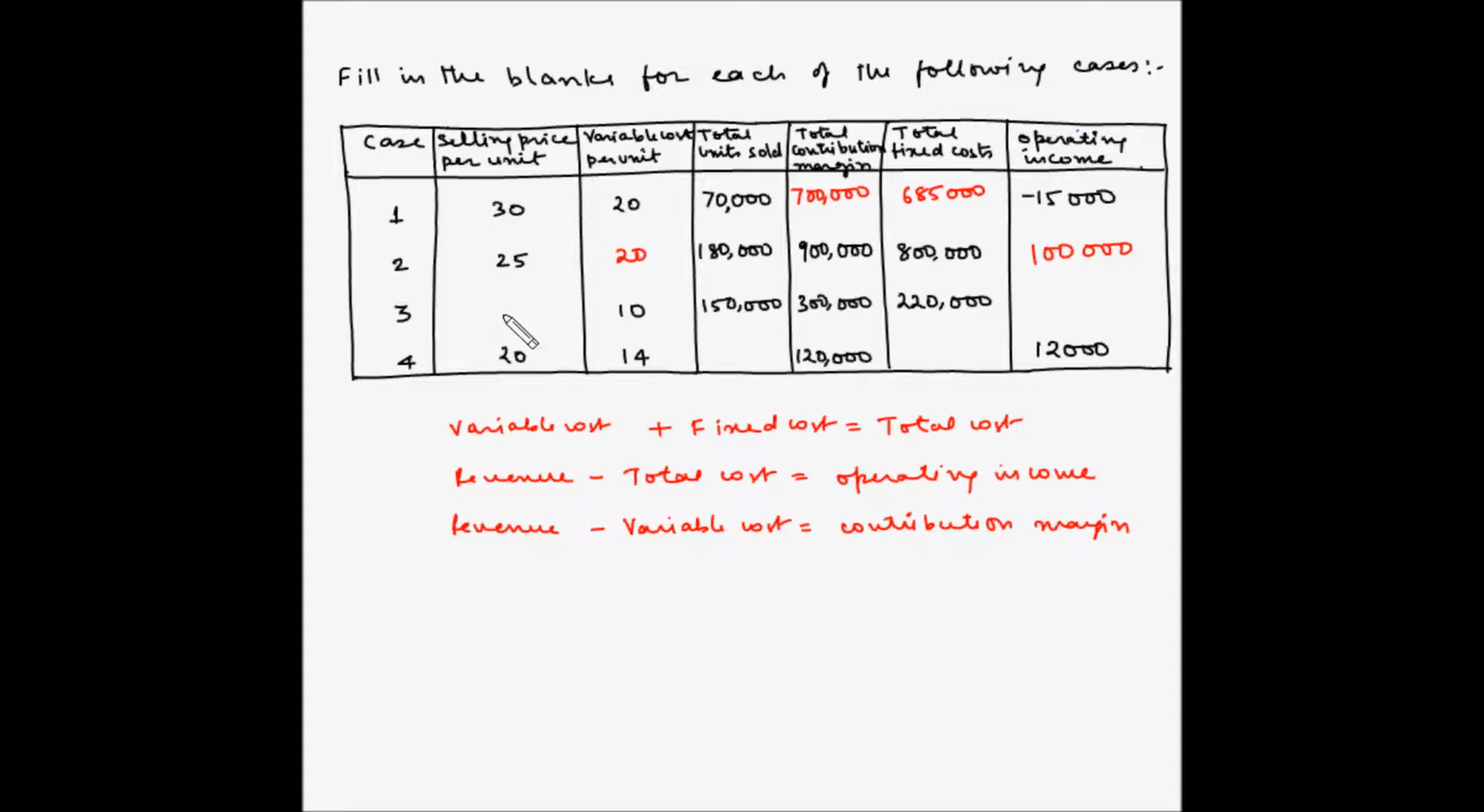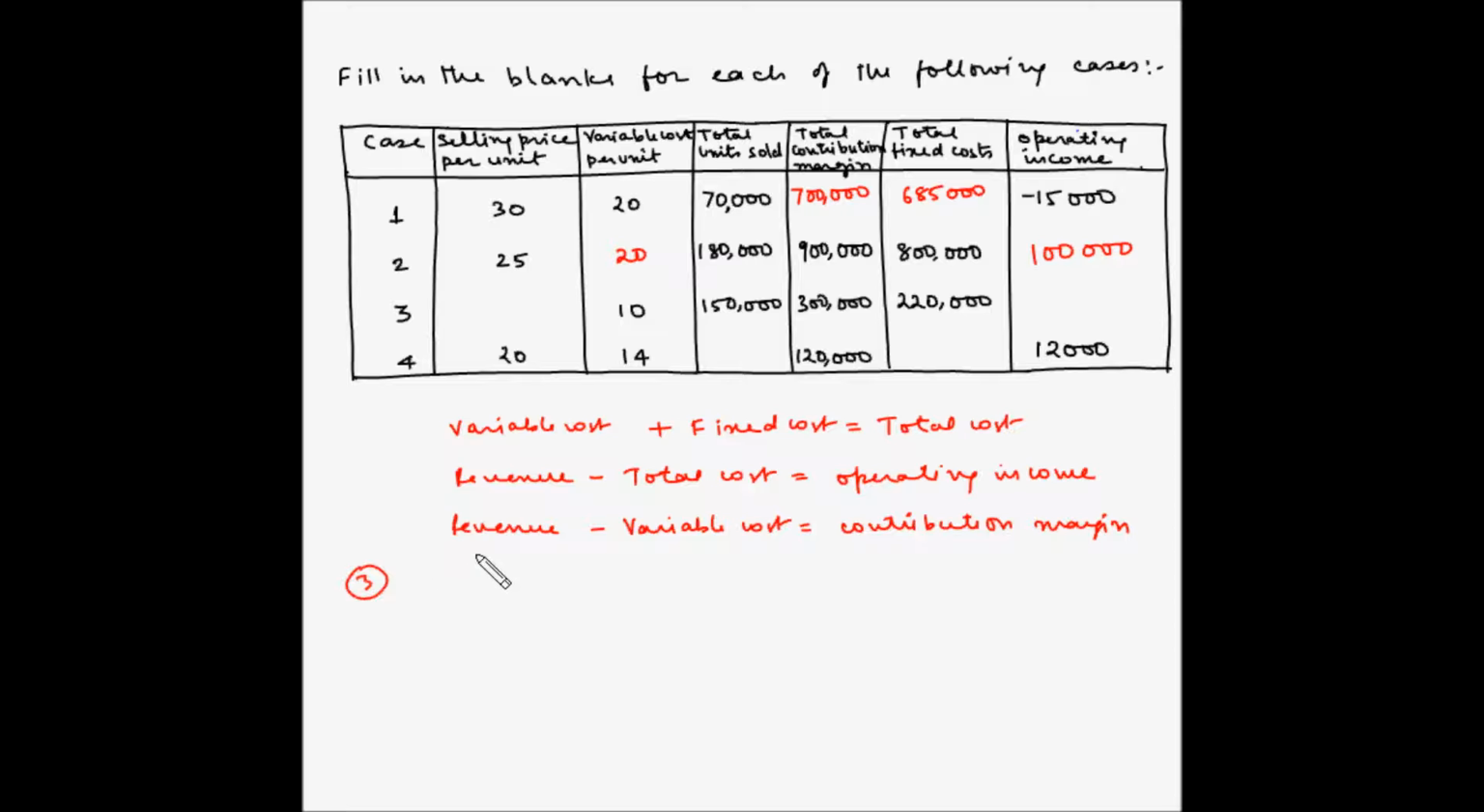So in case number 3, we don't have the selling price per unit, but we have the variable cost per unit. We have the total units sold. We have the total contribution margin. We have the total fixed costs, and we don't know the operating income. Now the total contribution margin is equal to revenue minus the variable cost. So we know the variable cost, we can find out the revenue. So let's use this formula.